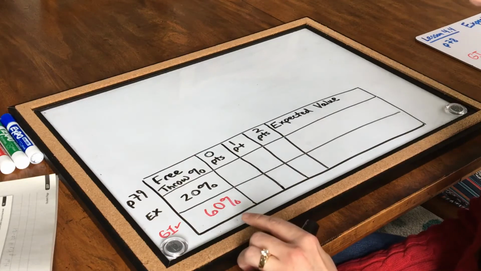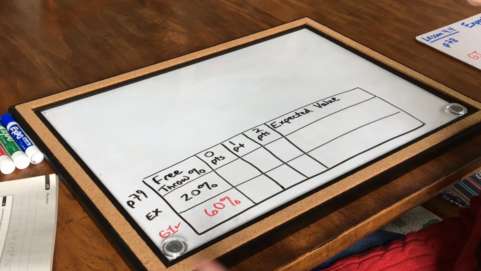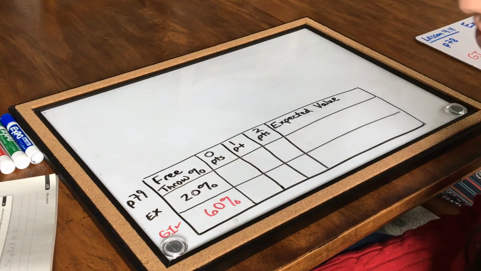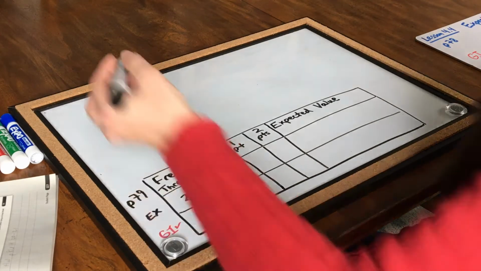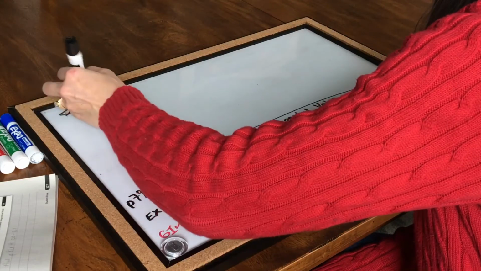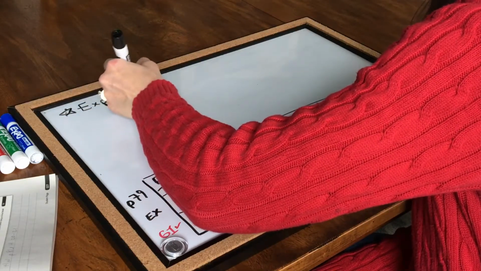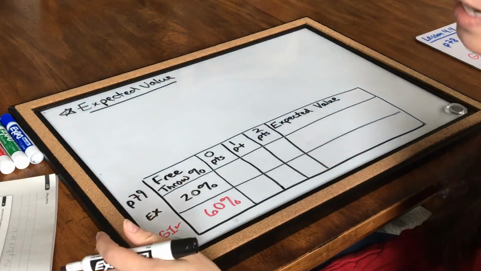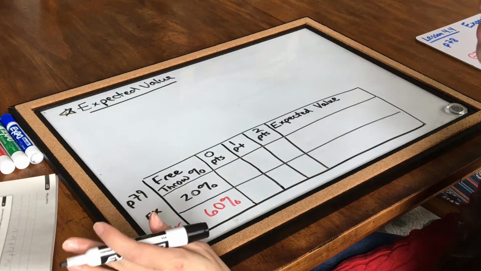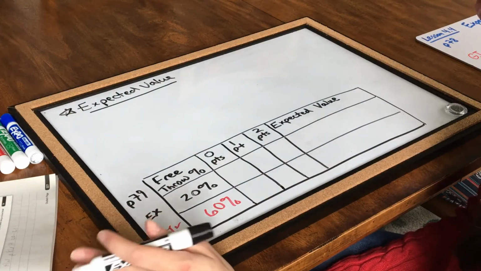It's an important concept because it ranks players on how good they are at free throws. So this is a real statistic. If you were a statistician at a basketball game, you'd actually use it and put it together for players. So our definition today is expected value. Expected value is the average number of points in a probability situation.